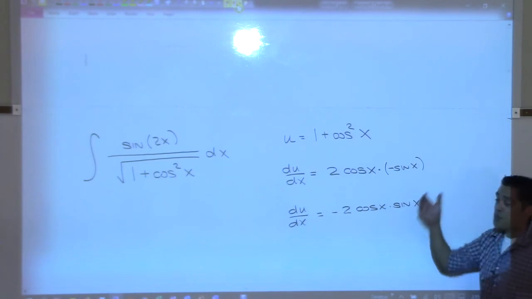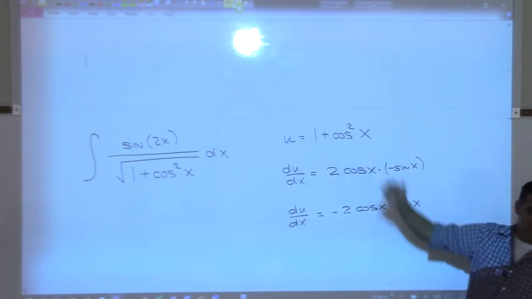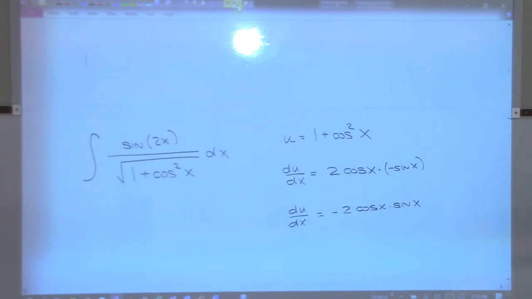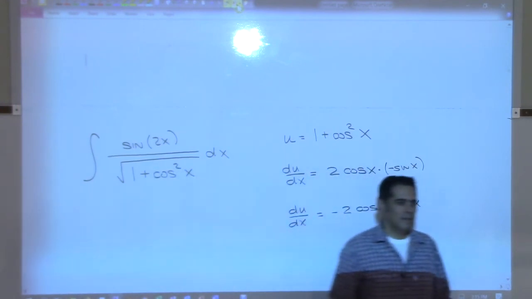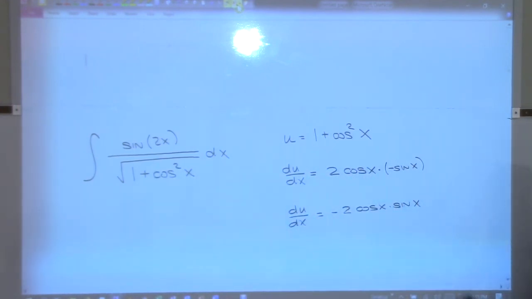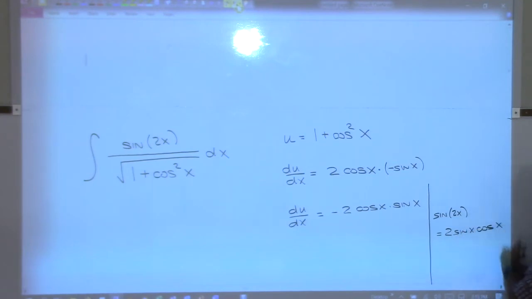Okay, so remember, you're supposed to pick something u, and then you're supposed to see its derivative there, right? Here's the derivative, right? Do y'all see the 2x there? That's very important. So do you remember from pre-cal this identity? That sine of 2x is equal to 2 sine x cosine x. This is one of the big ones from pre-cal. Like the Pythagorean identity is the biggest one, right? Sine squared x plus cosine squared x is 1.